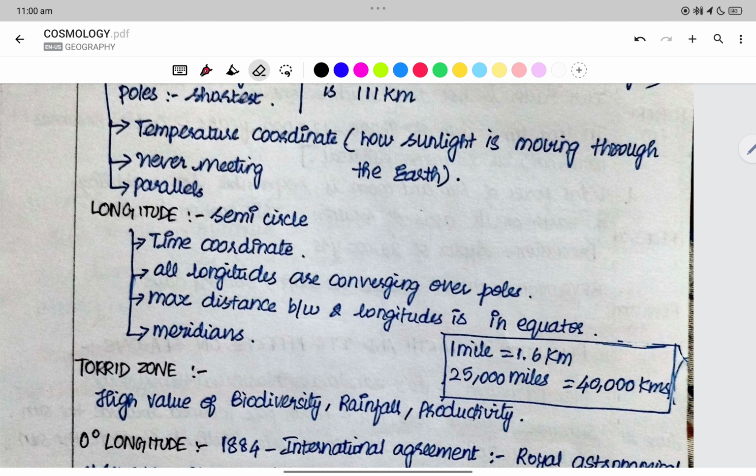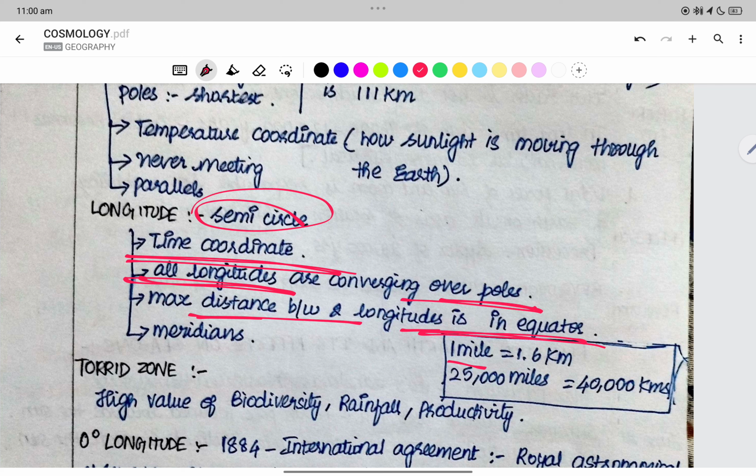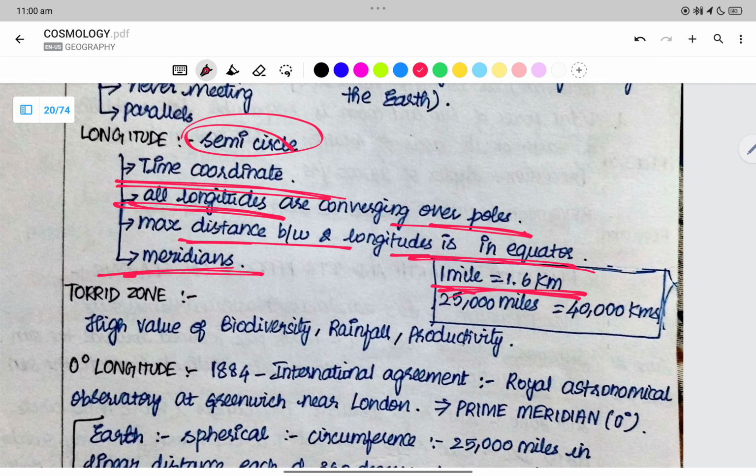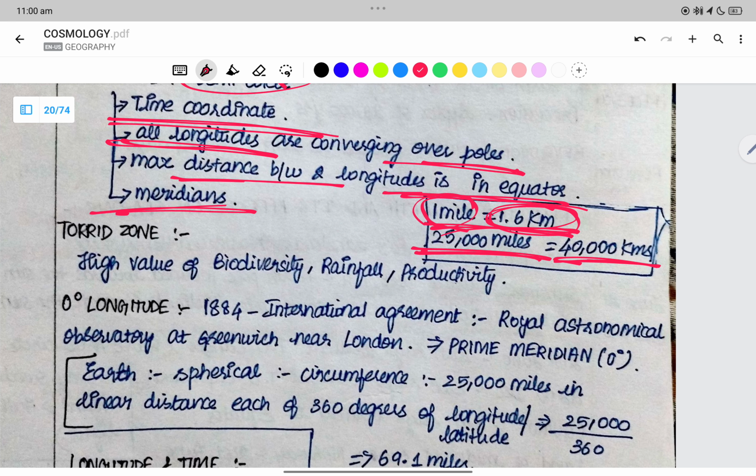Now, longitudes are semicircles. Half the circle is what we have as the longitudes. They are for time. All the longitudes are converging over the poles. The maximum distance between the longitudes is at the equator. Yeah, the meridians. So 1 mile is 1.6 kilometers, so 25,000 miles is 40,000 kilometers.